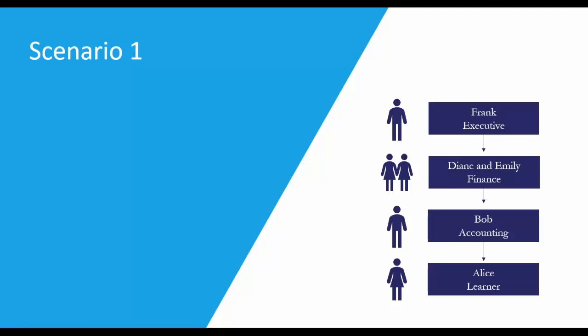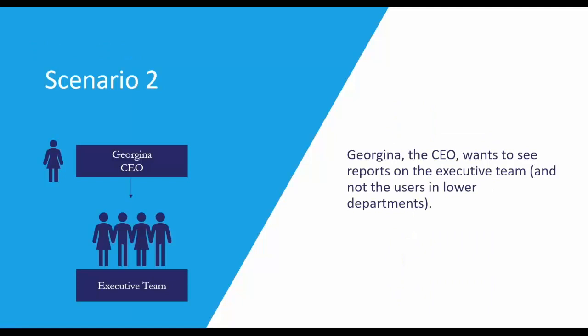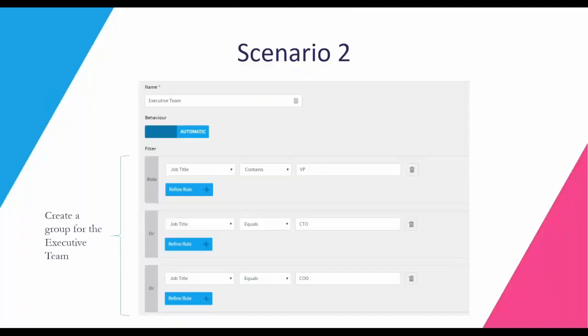Diane and Emily would be in the finance group. They would have admin user access over accounting, and so on and so forth up the chain. Another scenario here, and in this case, we're going to use the groups functionality. Georgina is the CEO, and she wants to report on the executive team. She doesn't necessarily want to see the whole entire department structure. She just wants to look at her executive team, so we're going to use a group in this case.